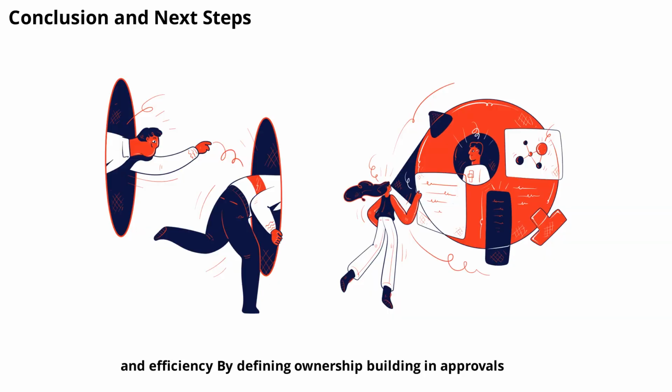Designing effective workflows in marketing automation software is all about clarity, accountability, and efficiency. By defining ownership, building in approvals, and leveraging automation, you can streamline your marketing operations and deliver better results. Remember to document your processes, train your team, and continuously optimize your workflows. With the right approach, your marketing team will be well equipped to handle any campaign, big or small.